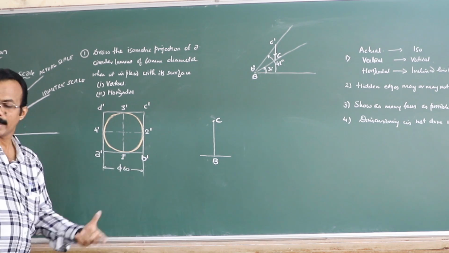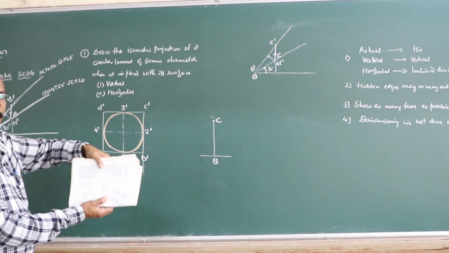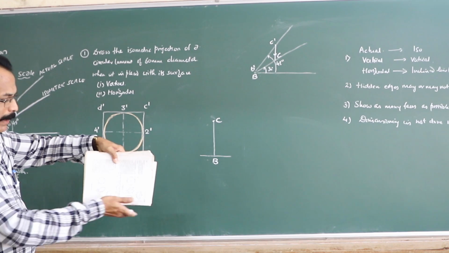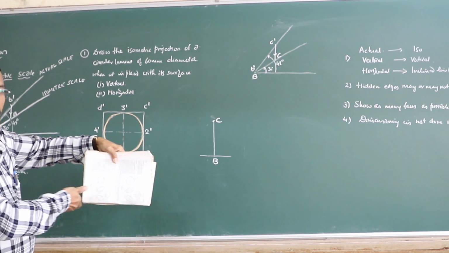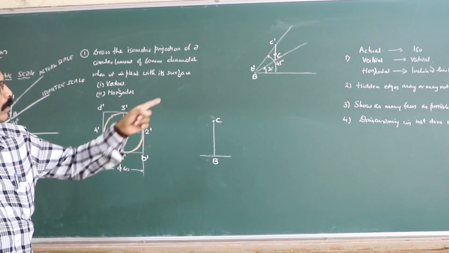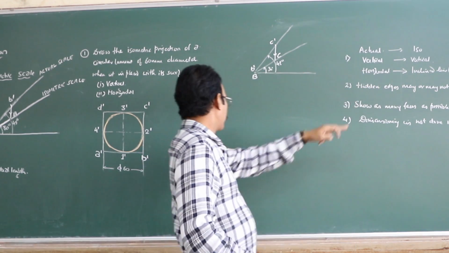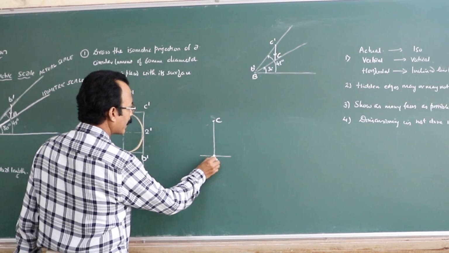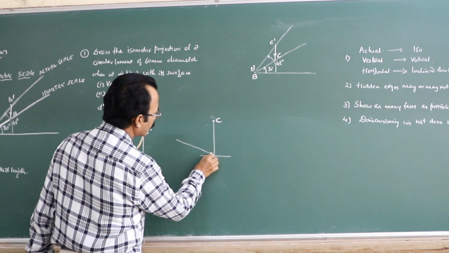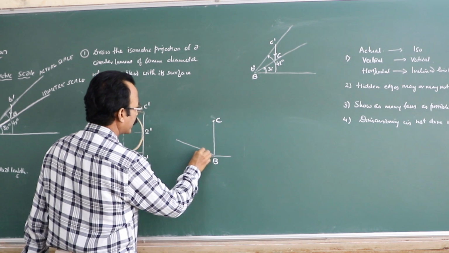Now take this line A dash, B dash. Now you can say that the square lamina, you have kept it like this. So this is your BA. In actual, it is horizontal. So horizontal will become an inclined line there. So inclined at what angle? It is always standard angle 30 degrees here.